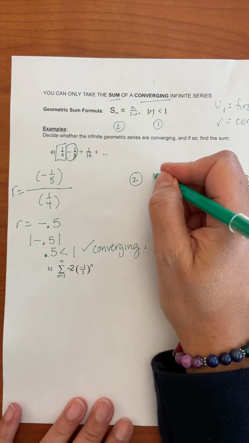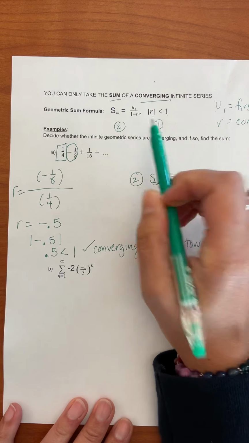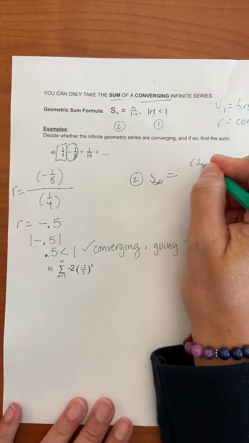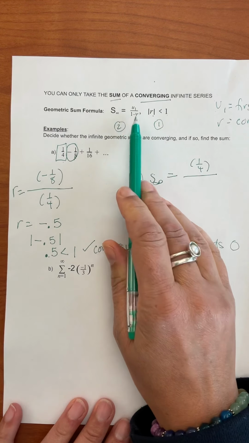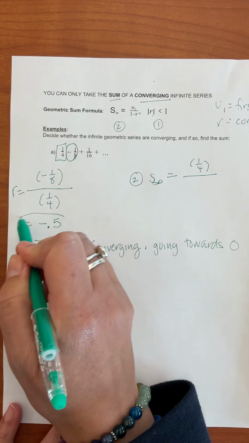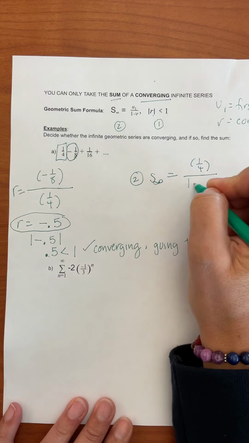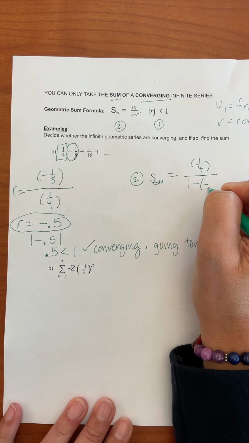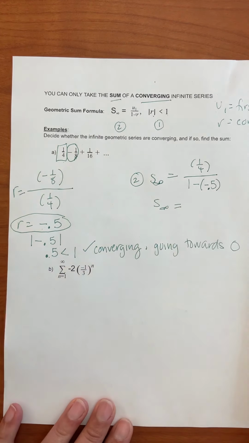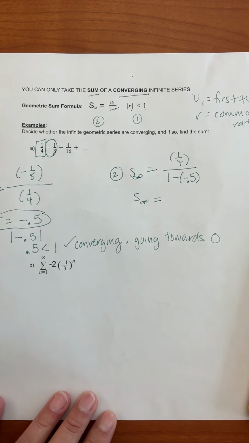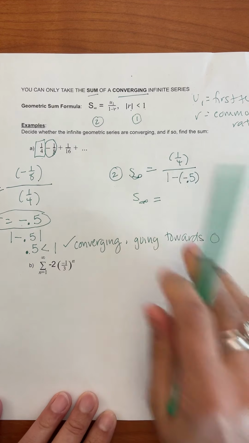So let's find it. The sum of this infinite series equals u sub 1, 1/4, divided by 1 minus r. Now let's go back and circle r, because you have to be careful. We are using this negative, so it's going to be 1 minus, in parentheses, negative 0.5. Make sure that's a negative 0.5. And you could do this one of two ways.